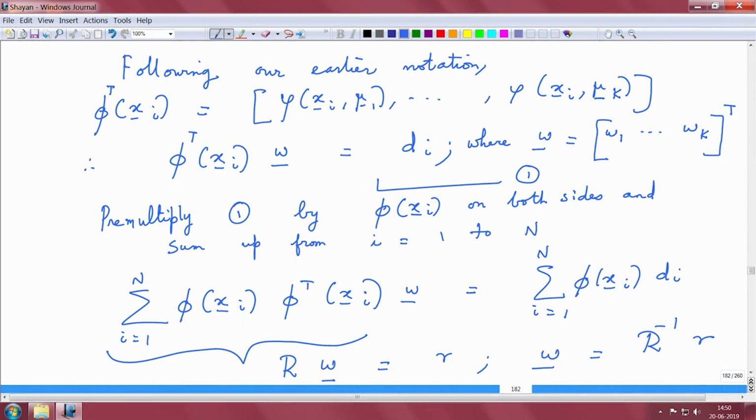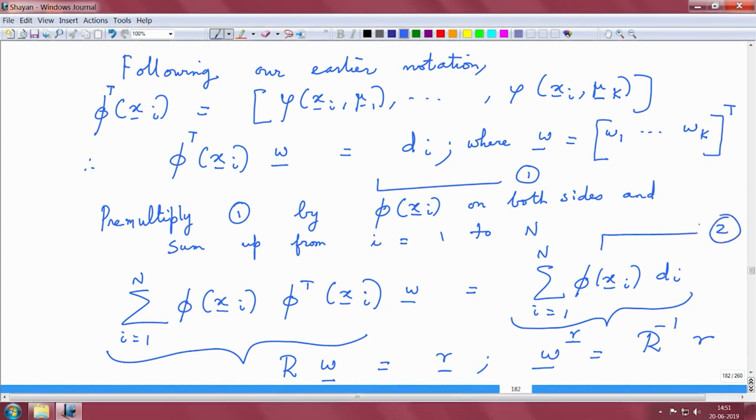Now this summation is only over phi and not over W. So let me denote this summation, i equals 1 to N of phi of xi times phi transpose of xi, as this matrix capital R. So this matrix capital R times this weight vector W equals this vector small r, which is given by this quantity on the right hand side of this equation. So this is the small r vector. Let me call this equation 2.